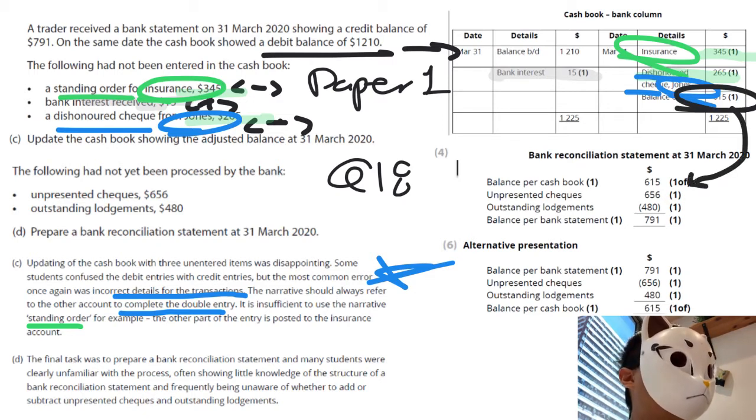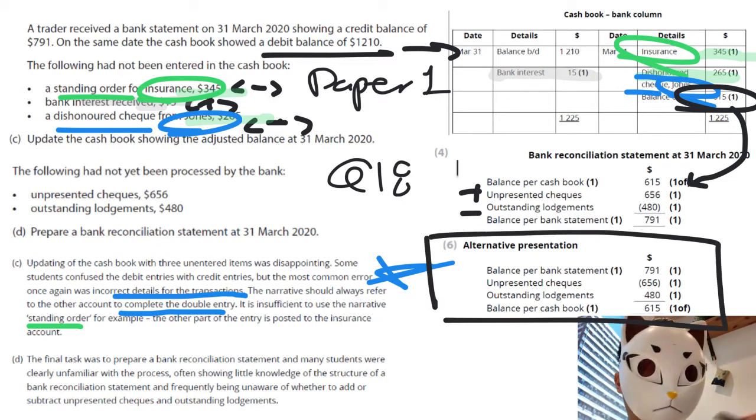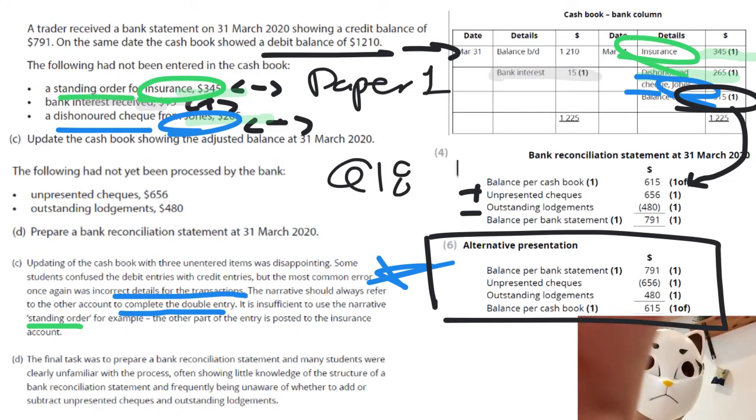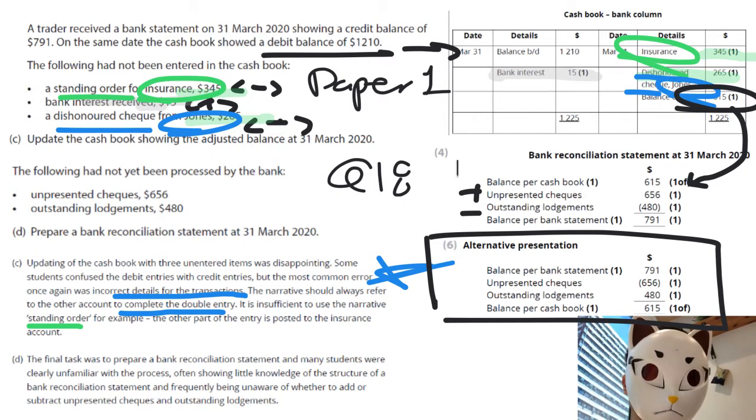615. Start with the balance, and then you have to do the bank reconciliation statement. So you add the unpresented checks and deduct the outstanding lodgement. Of course, there are alternative ways. If you know how to do it, still, a lot of candidates show their understanding but do not know when to add or subtract. Oh my God, they do not know when to add or subtract.